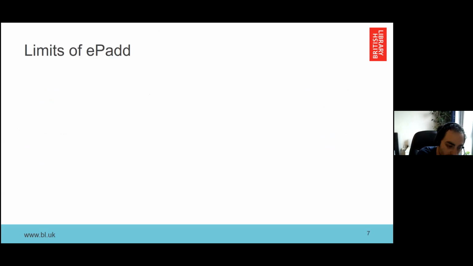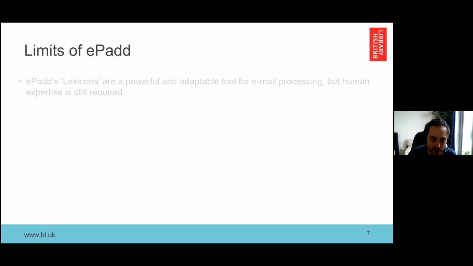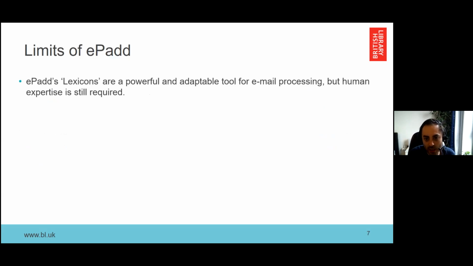But ePADD definitely doesn't do everything, and there's still significant challenges. So ePADD's lexicons are a powerful and adaptable tool for email processing, but human expertise is still required, and this is really important. It's not as if it's possible to run a lexicon search over a particular collection and rely on it to accurately distinguish between compliant and non-compliant messages, especially with personal archives.